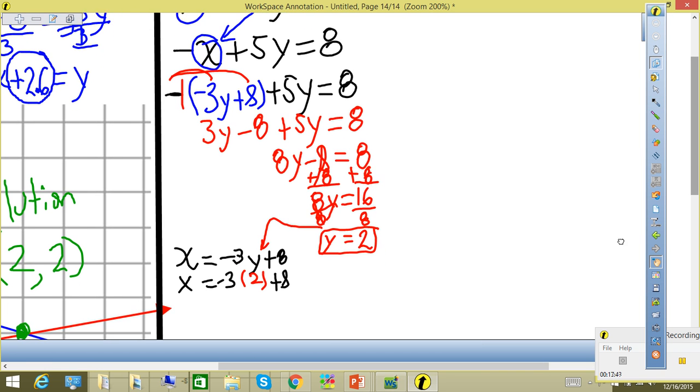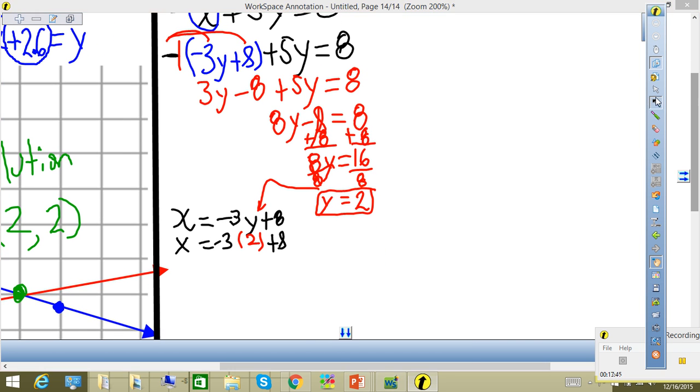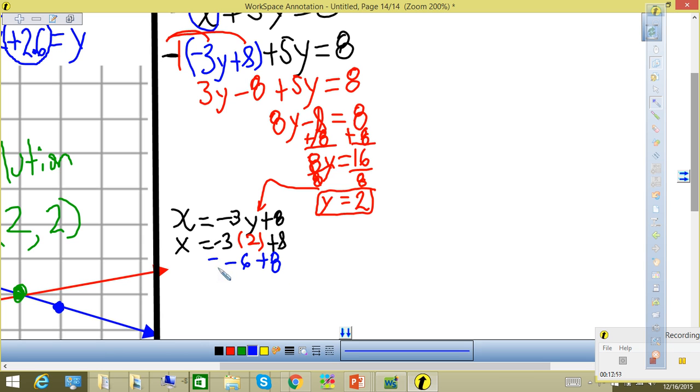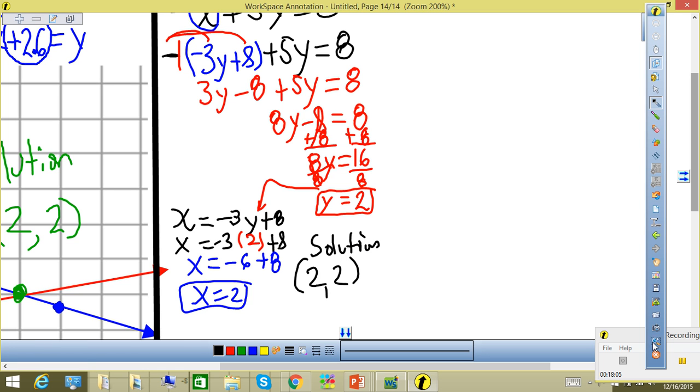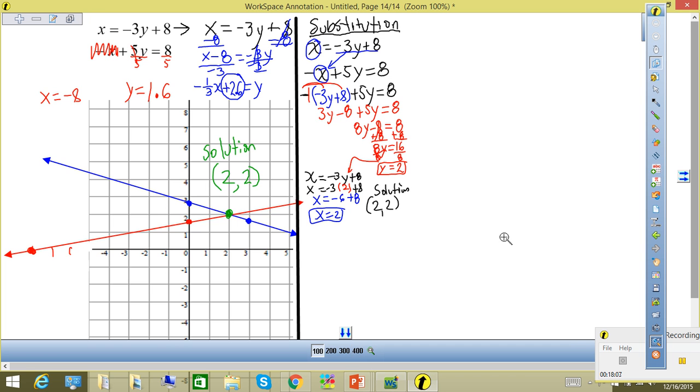Let me move this up a little bit. So, negative 3 times 2, that's negative 6 plus 8 equals x. What is negative 6 plus 8? 2. Therefore, my solution to the system is 2, 2. And what do you guys notice? It has to be the same thing because we solve it using a different method.